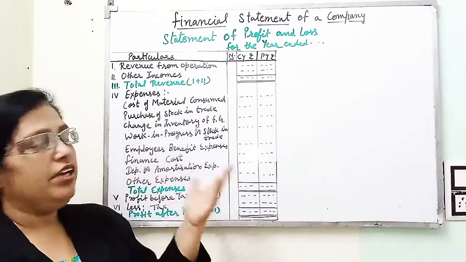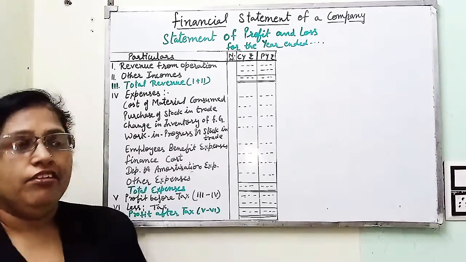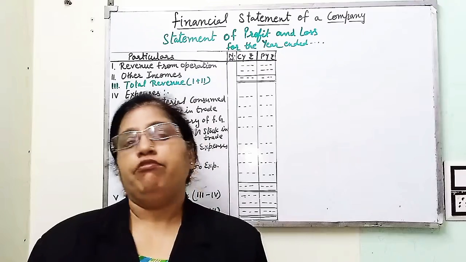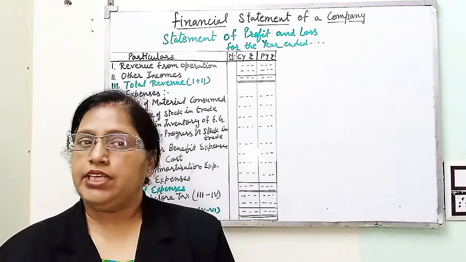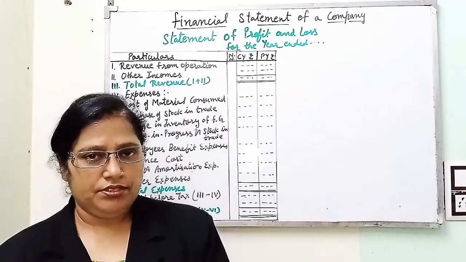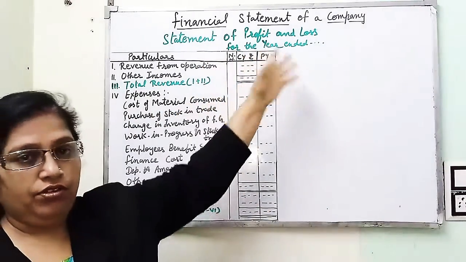So previously we have learned about the financial statement of the company. In that we have learned each and every point of balance sheet which are entered inside of equity and liabilities and asset side of the balance sheet. So now today we will start statement of profit and loss.